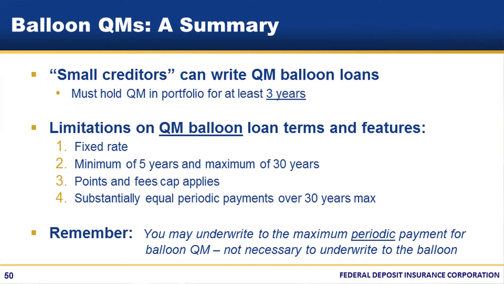1, it must have a fixed rate. 2, it must be for a minimum of 5 years and a maximum of 30 years. 3, the points and fees cap applies. And 4, there must be substantially equal periodic payments calculated over a maximum 30-year amortization. And when underwriting the balloon loan, the small creditor would underwrite to the maximum periodic payment. It is not necessary to take the balloon payment into account.